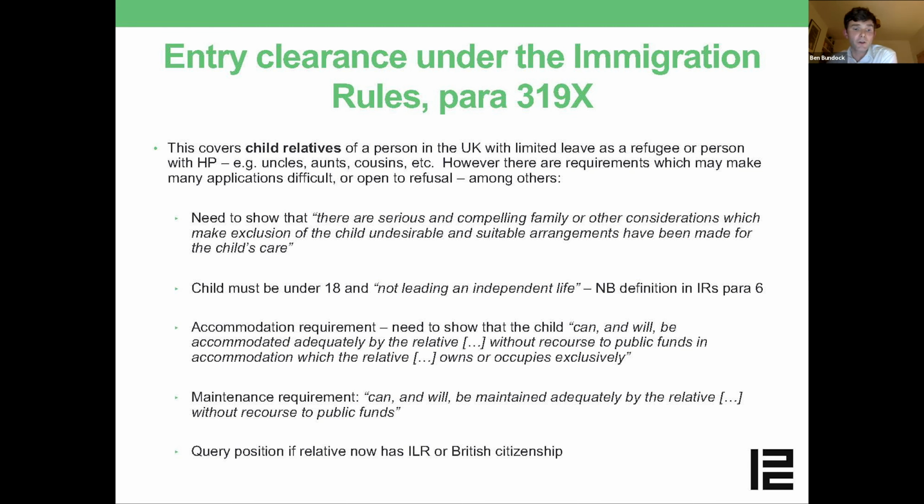I've also flagged as a query, because I don't, on the face of it, know the answer to this, but reading the rule strictly, it only applies to people who currently have limited leave as a refugee or a person with HP. So if someone has moved on and been granted ILR or British citizenship, it doesn't look to me on the face of it that they would be able to bring their child family member to the UK under this rule. It may well be that there's authority on this point, and I don't suggest that I know the answer to that, but it's something that would have to be looked at in any application under this rule.